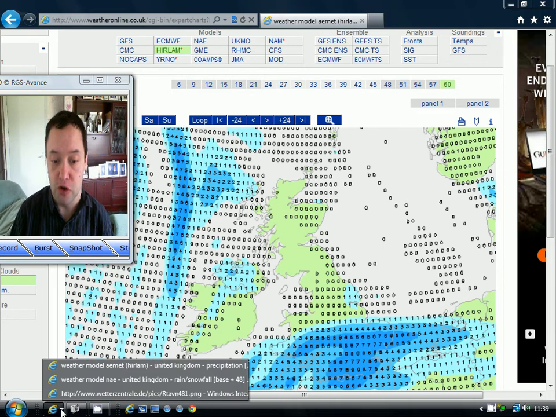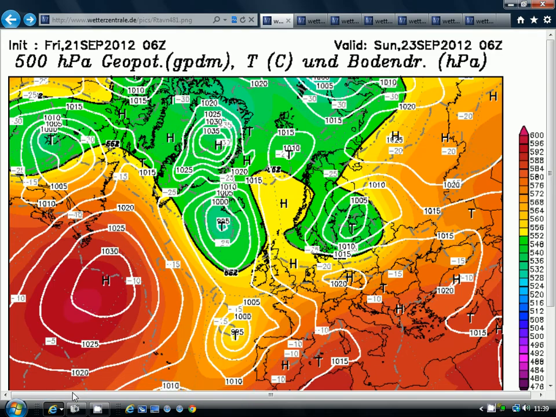So let's have a quick run through the lower resolution models, starting off with the GFS model. This is the situation at 6 o'clock in the morning on Sunday. There's the low pressure that's been spawned off the main area of low pressure that's sitting over the Azores. That is the storm that we're interested in for Sunday and into Monday.